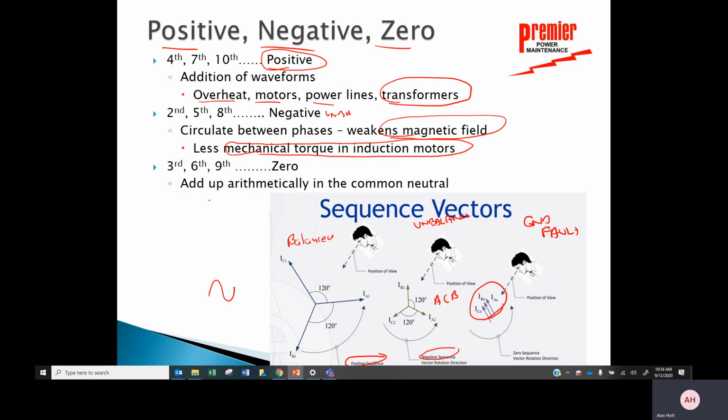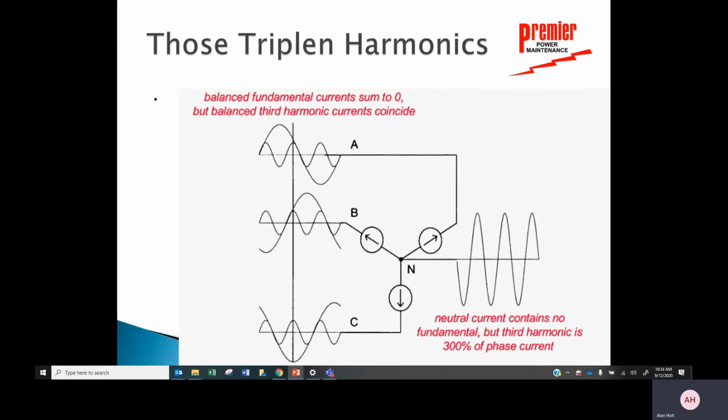And in the third, sixth, and ninth harmonics, those are called zero sequence harmonics. It appears that I've got an unbalance, and now the unbalance is returning back into neutral. And those are areas that really are concerns for us. So let's look to see what's going on there. So let's look at those triple harmonics, third and ninth, what we typically see.